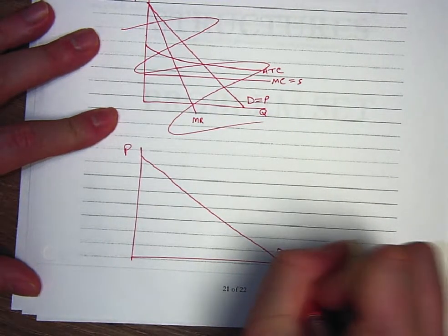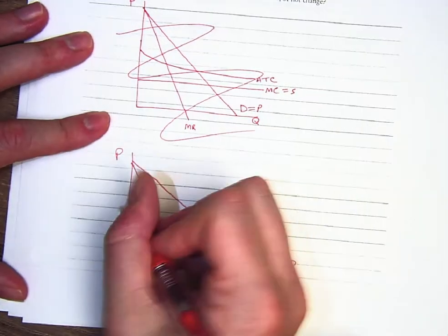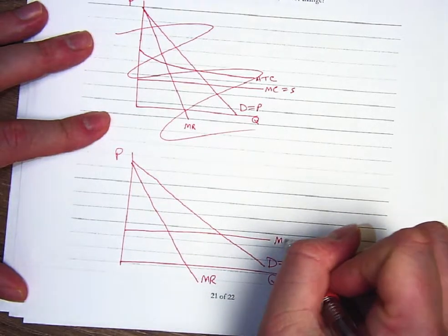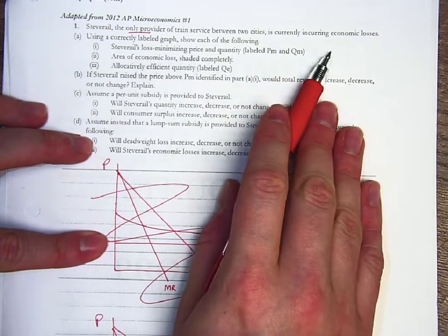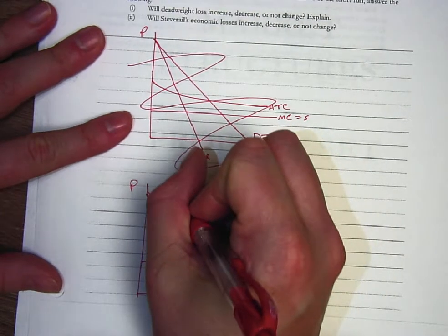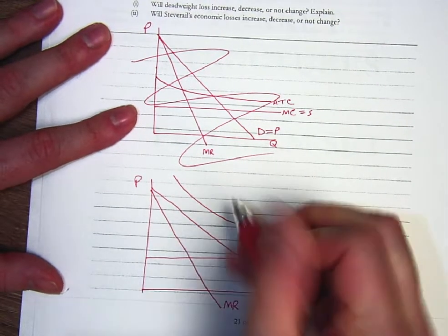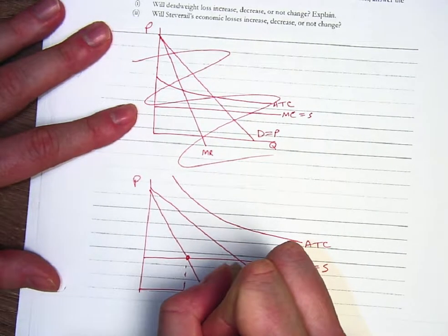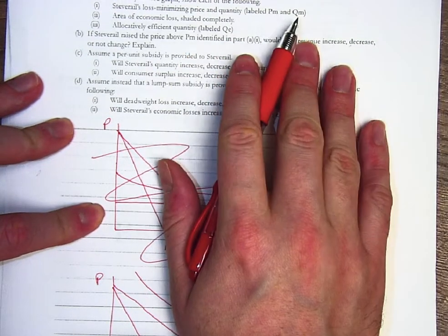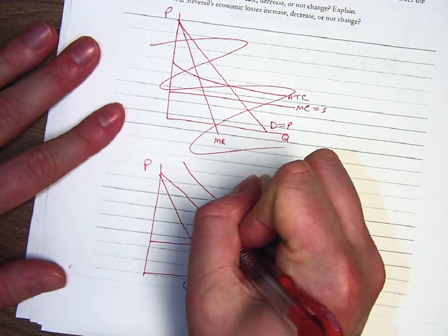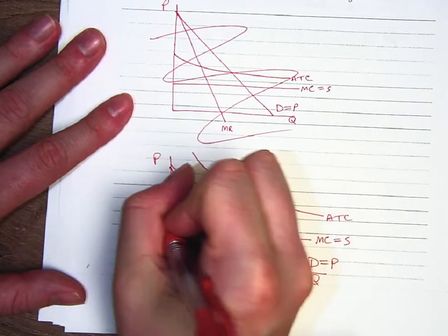So demand equals the price. Try again, Daniel. Marginal revenue, and we're going to say marginal cost equals the supply curve. But if the firm is earning a loss, I have to draw my ATC way up here. ATC goes up here at the quantity where MR equals MC. So the quantity they're producing is QM, and that's, again, up here, loss minimizing quantity and price. And the price that they're going to charge is on the demand curve. So that's PM.